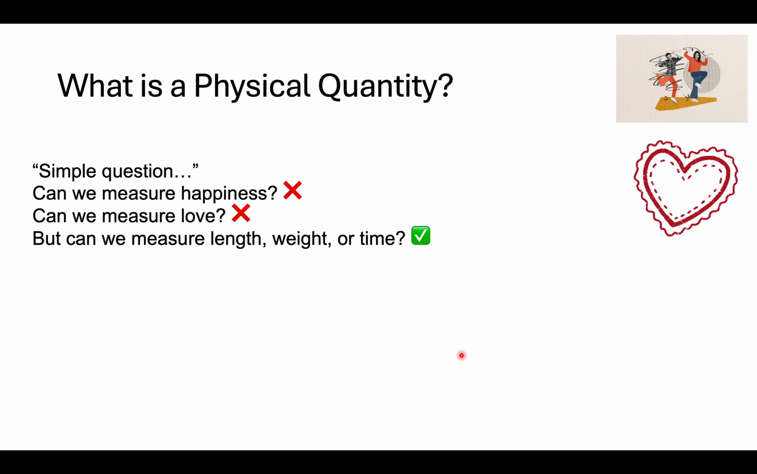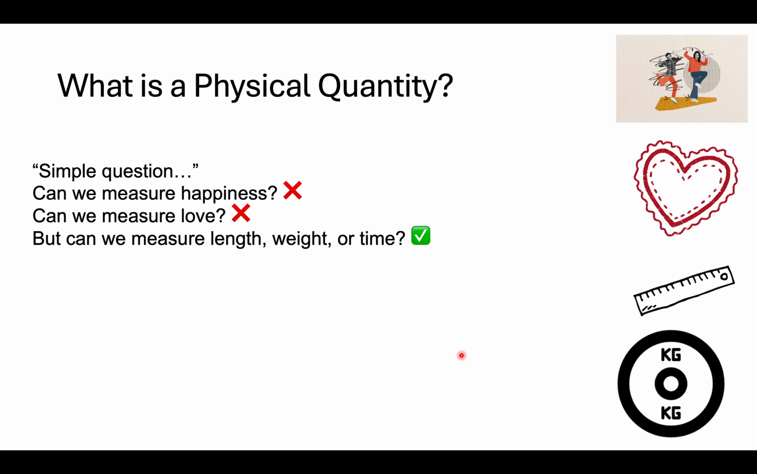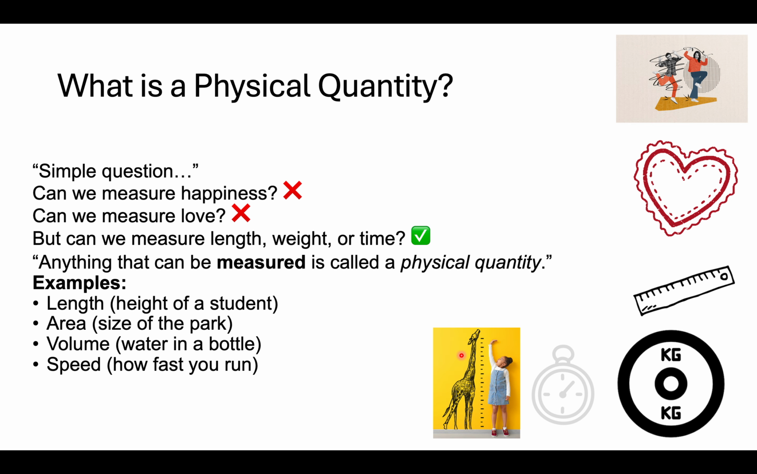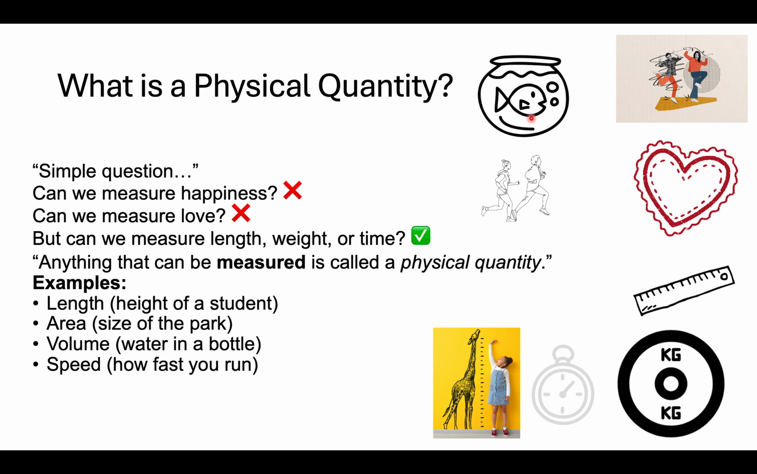But we can always measure your length, your weight, your time. My weight, oh my God, I can't even measure. Even that is like not a physical quantity anymore. Overweight. So anything that can be measured is called a physical quantity. Example, height of a student and the volume, how much water is there in this small jar. It also holds a fish. Or how fast you can run, the speed, and the area of the park, right? These can all be measured, but these abstracts cannot be measured.